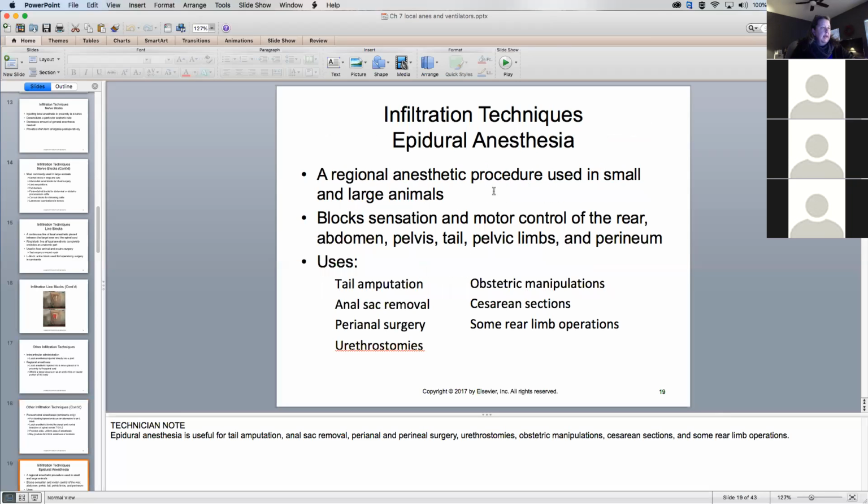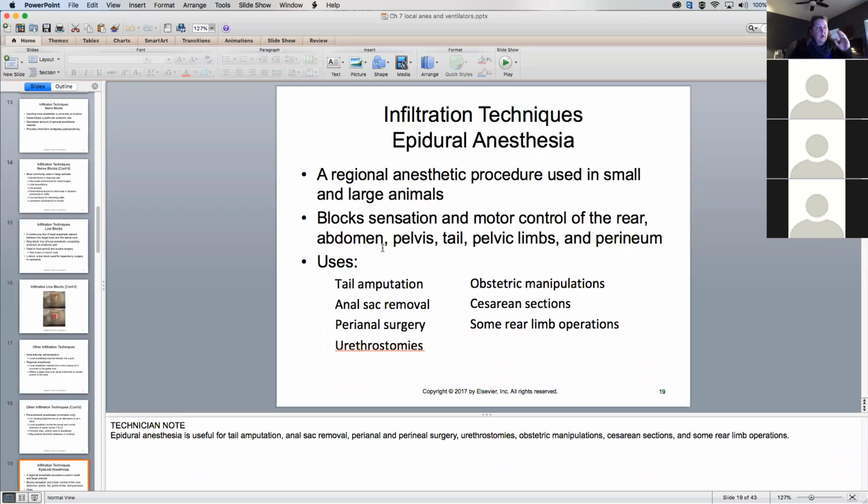Now, a common technique that I do want you guys to be familiar with is an epidural, and this is used in small and large animal. This can also be done by techs. If you work in a specialty hospital, especially in surgery, you can be taught to give an epidural. The bonus is it blocks sensation of the rear end. It also affects motor nerves of the rear end, so your back legs.